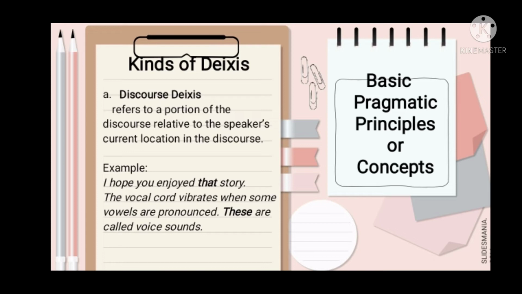Another example is "The vocal cords vibrate when some vowels are produced. These are called voiced sounds." The deictic word there is "this," which is interpreted as where the speaker is located.